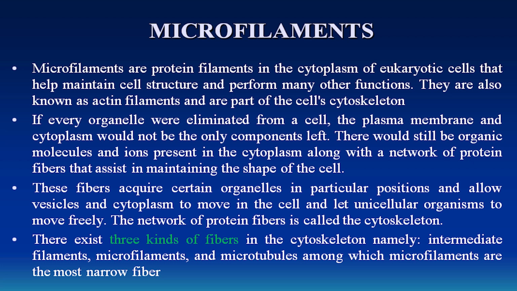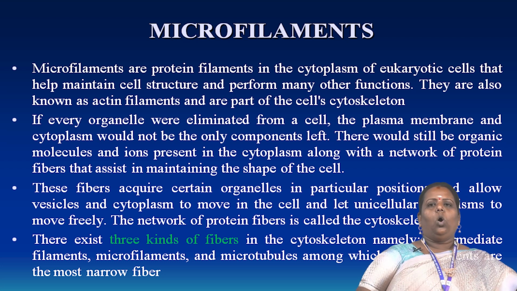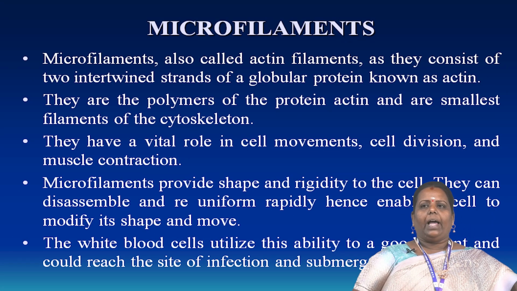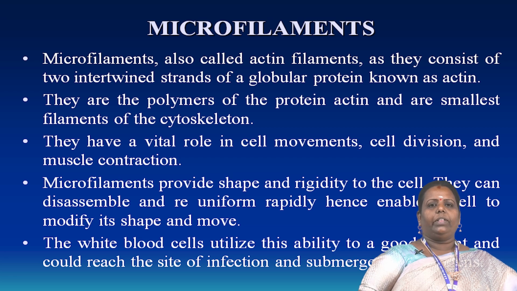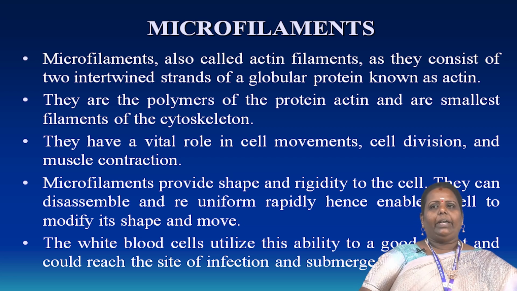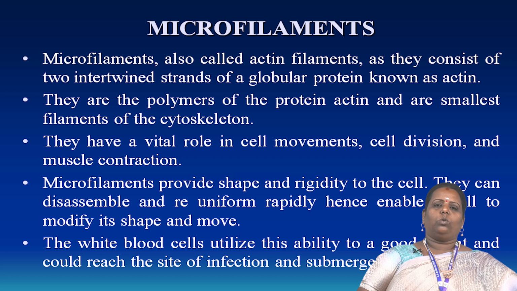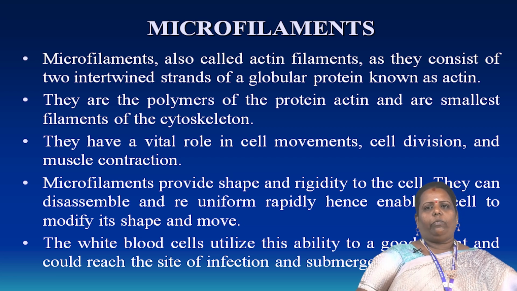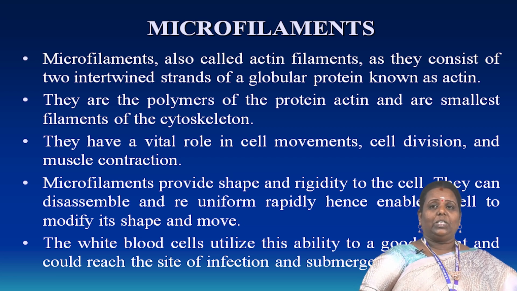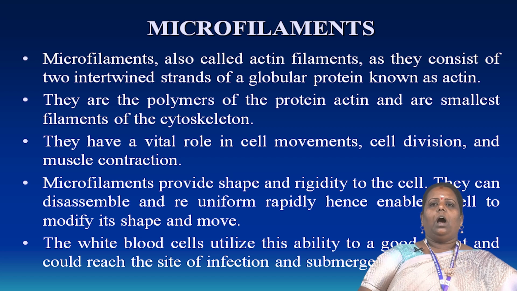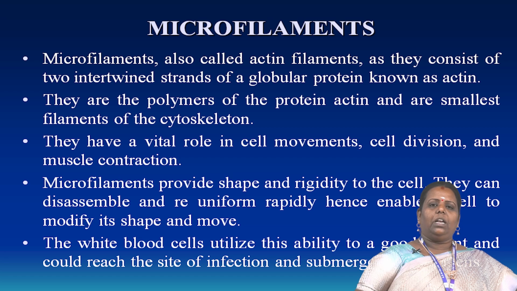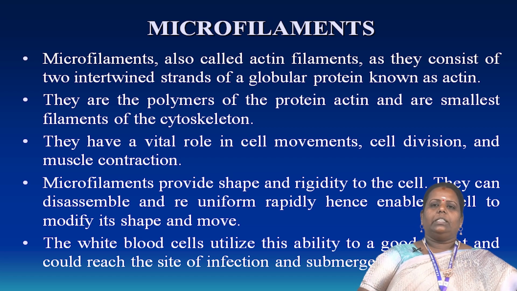The microfilament is the narrowest fiber occurring in the cell. The microfilament is also called the actin filament, as it consists of two intertwined strands. These intertwined strands are made of a globular protein known as actin. Amino acids produce the protein, and these actin proteins form the microfilament. It is a polymer of protein, and its smallest filament is part of the cytoskeleton. The vital roles of the microfilament in the cell are movement and cell division.